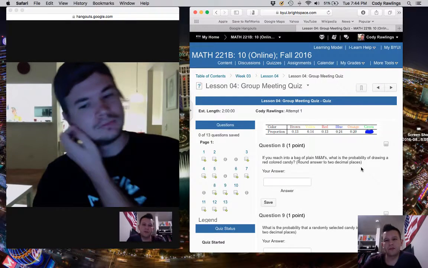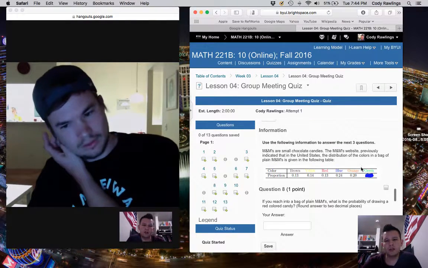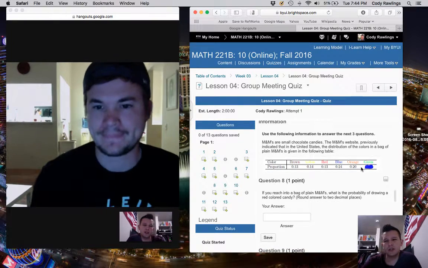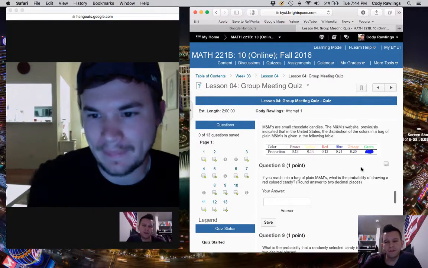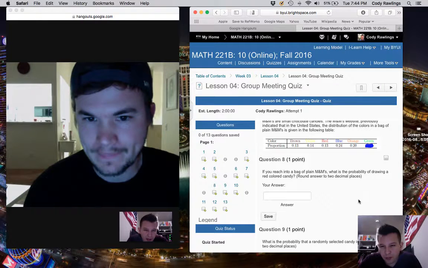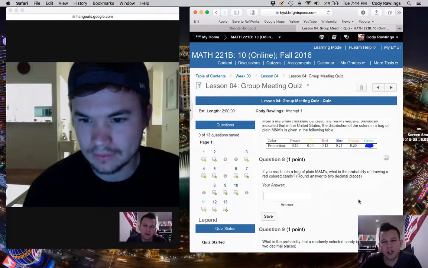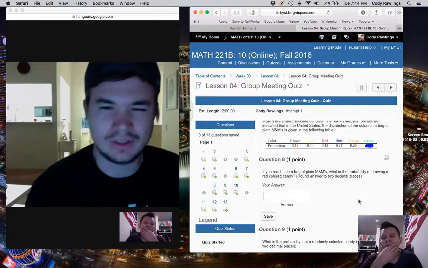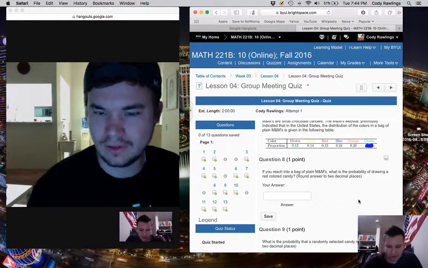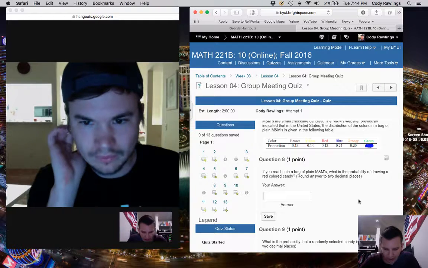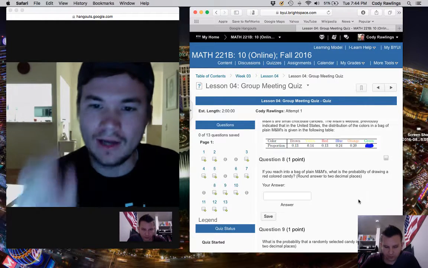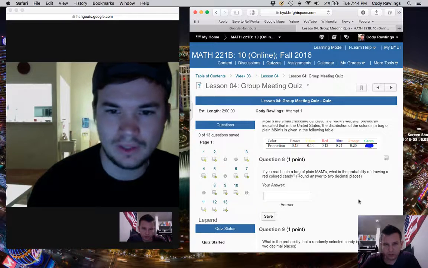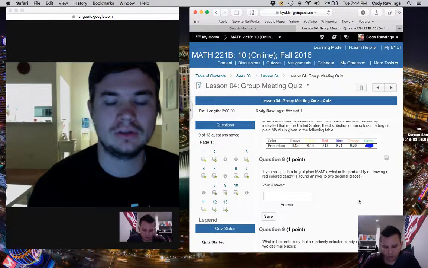Okay, so M&M's website previously indicated the United States distribution of colors in a bag. If you reach into a bag of plain M&M's, what is the probability of drawing a red-colored candy? So this is another one that just kind of gives it to you. So I just add them all together, right? Well, if you add them all, it'll be 1, but the probability of a red will just be that 0.13.